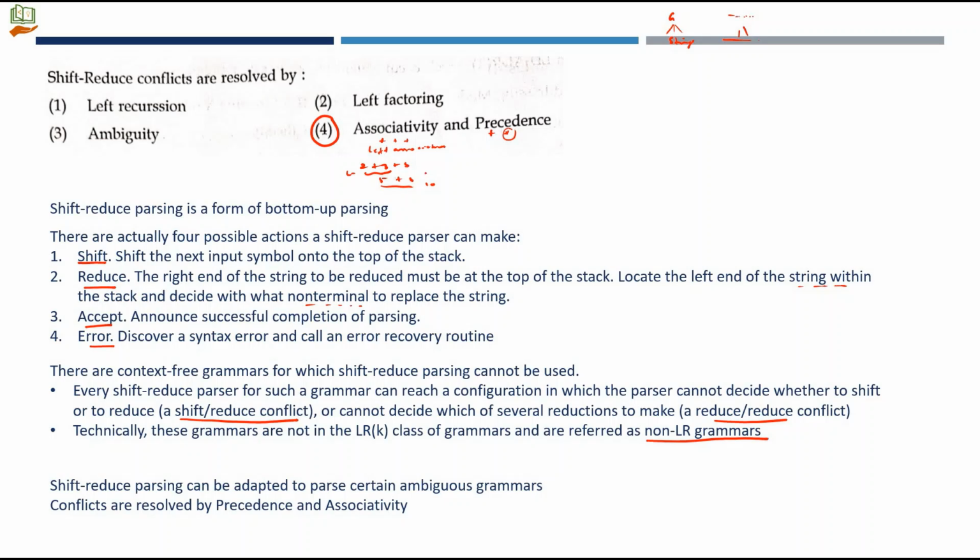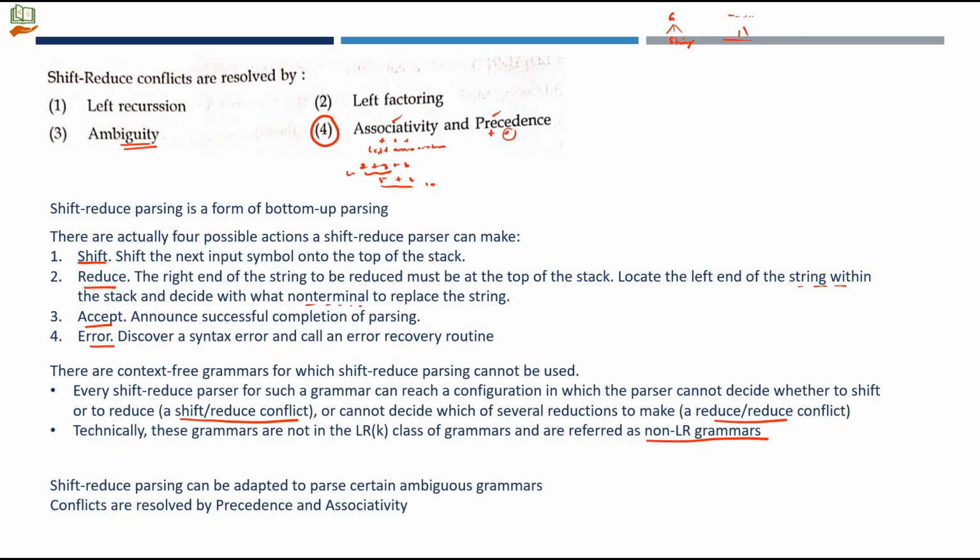In order to overcome this ambiguity problem, it will adopt precedence and associativity technique. Actually, why is the conflict arising? It is because of ambiguity. It is the reason and it is not a resolution technique here.